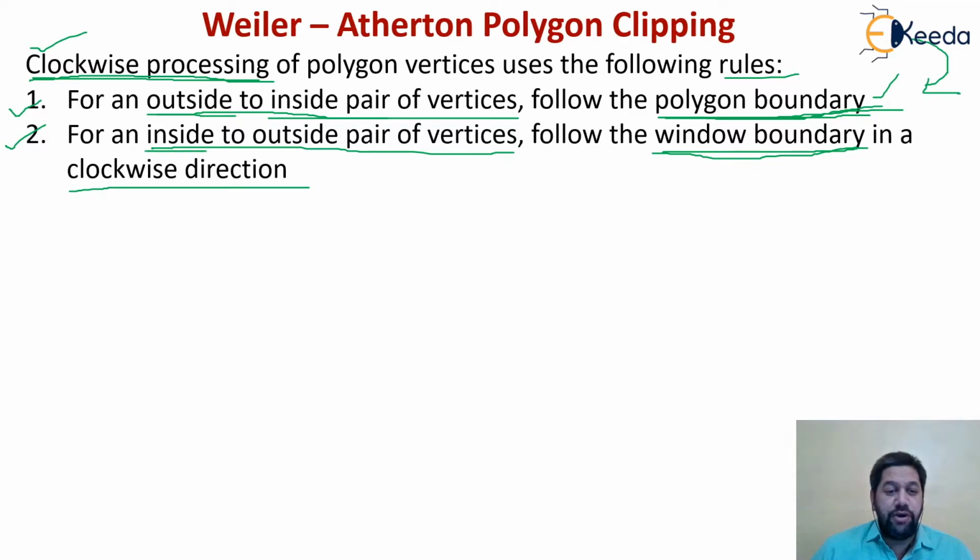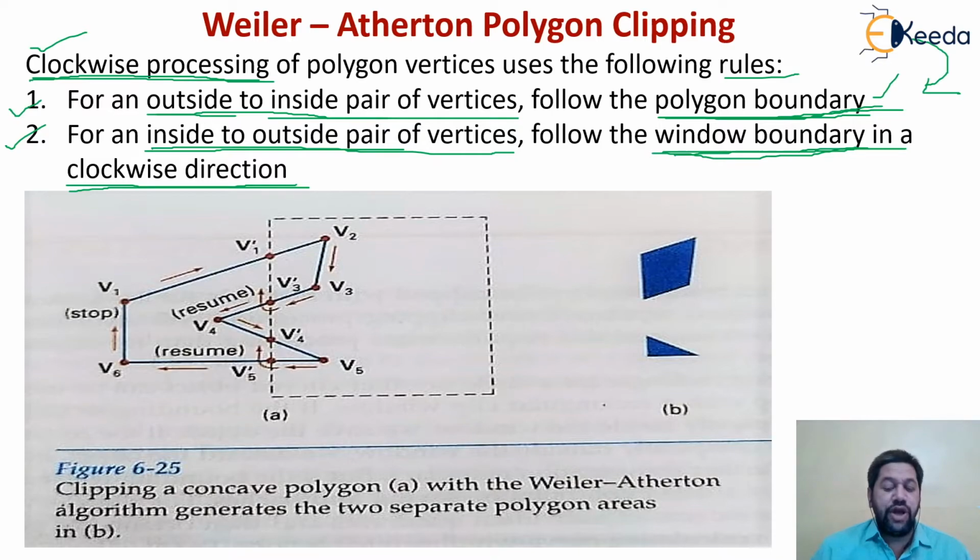For what? For an inside to outside pair of vertices, meaning my pair of vertices is from inside to outside, in-out, the first point is inside the window, second point is outside the window. For that we have to follow the window boundaries, and again it is in the clockwise direction because we are processing the polygon vertices clockwise. So this is the rule, or the procedure, that we are following for the Weiler-Atherton polygon clipping algorithm. Let us understand the further discussion with the help of the diagram.